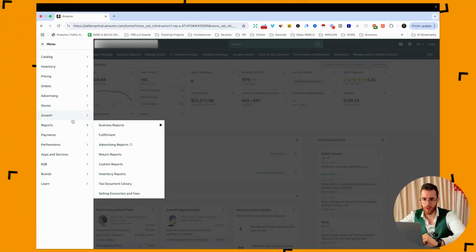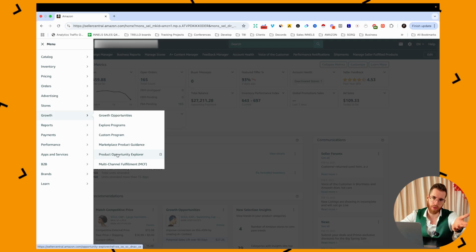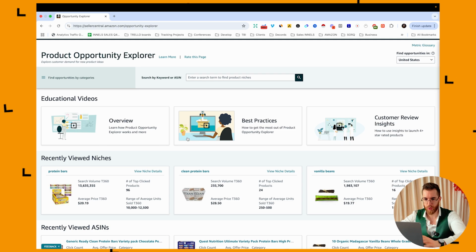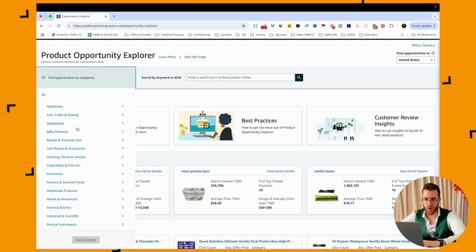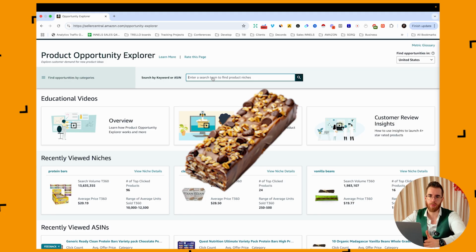It's called the Product Opportunity Explorer, and to find it, you navigate to Growth, sorry, not Growth, but Product Opportunity Explorer. On this page, you can research different categories, or you can go straight in and insert the keyword that you're interested in. As an example, let's take protein bars. Imagine we're about to launch a protein bar, or we're already selling and want more information.